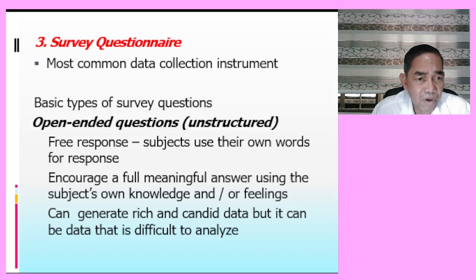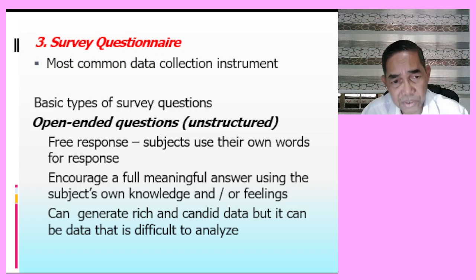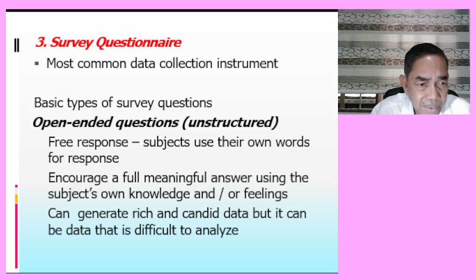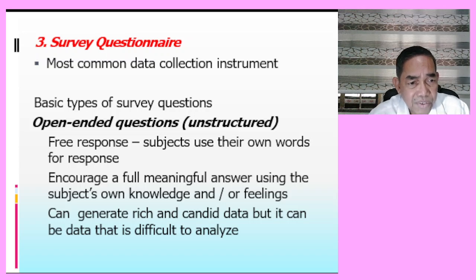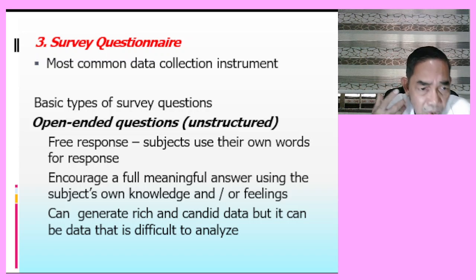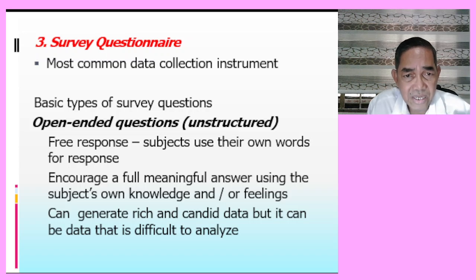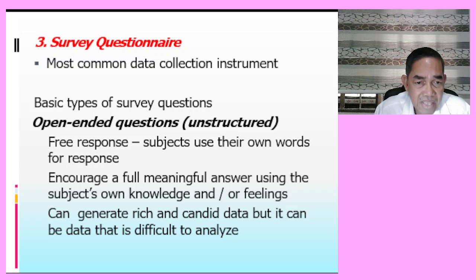The basic types of survey questionnaire questions can be open-ended questions, and this also is known as unstructured questions, because there is free response. Subjects use their own words for the response. Open-ended questions encourage a full, meaningful answer using the subject's own knowledge and or feelings. So the respondents will be able to exactly give the responses that he wants. And this can generate rich and candid data, but it can be data that is difficult to analyze.